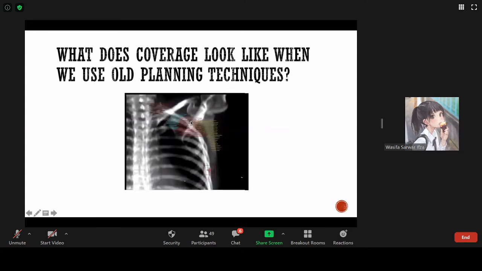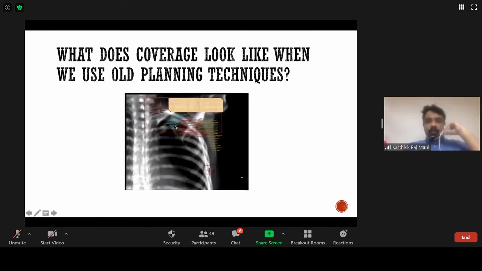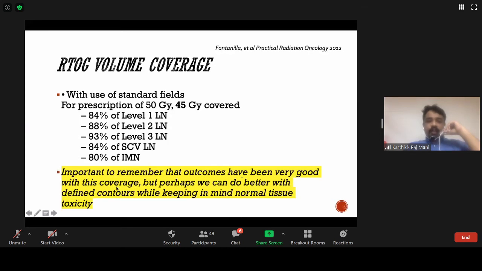Normally, when you put a field, for this supraclav level 1, 2, 3, and you put a standard field, most of the time the outcomes were really very good. This is how we have treated for the last 2 decades.